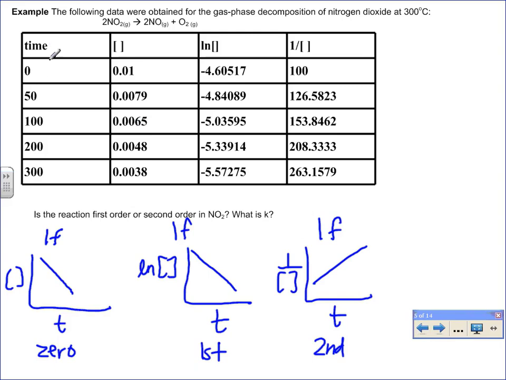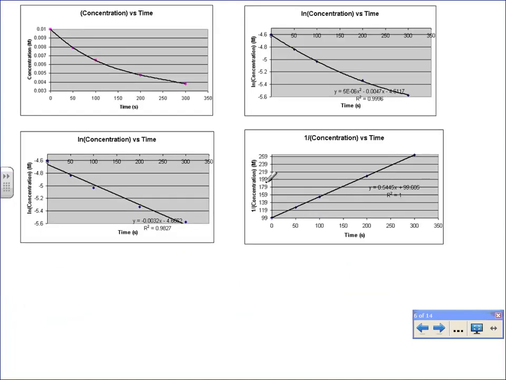The next graph is time and 1 over concentration. My y values are 1 over concentration, and my time is in seconds. This graph doesn't start at 0, 0. I've just scaled my graph so it starts at 99, so it's a little easier to see the data. You can see from this one that it has a perfect linear fit. My R-squared value is 1. My equation of my line is given here. So this means that this reaction is second order.